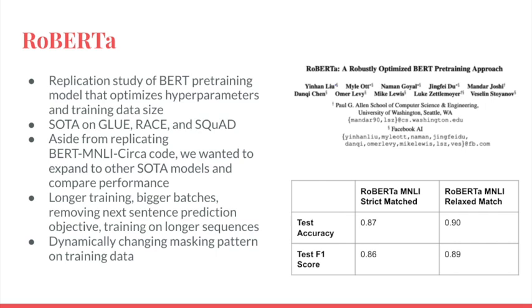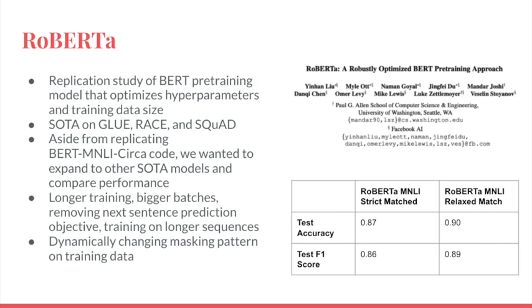The first transfer learning model that we applied was RoBERTa, and we thought that this would perform well on the Circa dataset because it is an extension of the BERT model which the researchers used as a baseline. Robustly optimized BERT pre-training approach optimizes for BERT's hyperparameters and training size by applying longer training and using bigger batches. In particular, it achieves state-of-the-art performance on GLUE, RACE, and SQuAD. Our RoBERTa model, fine-tuned on MNLI and Circa, performed better than the baseline for both the strict and relaxed settings.